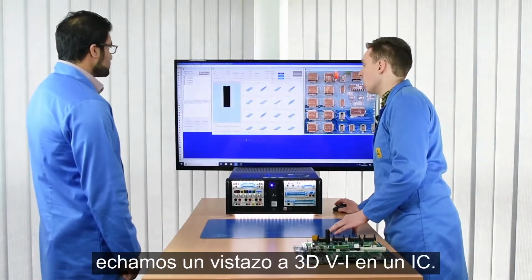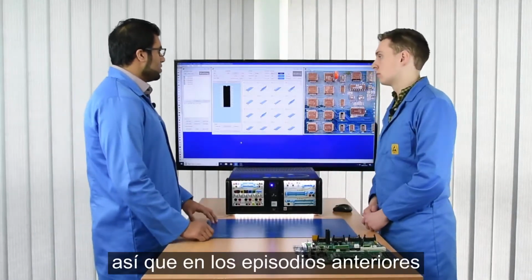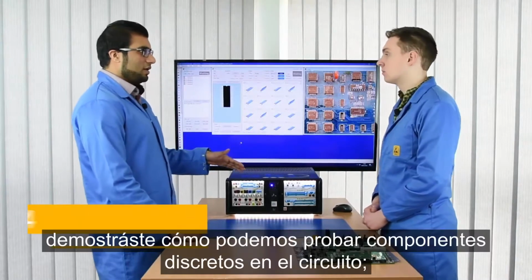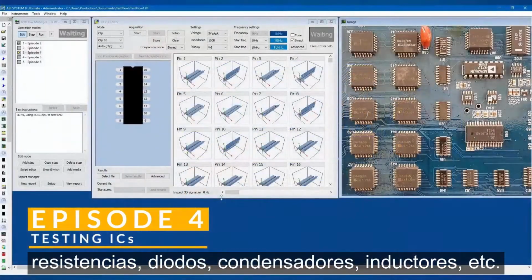Episode 4, we're going to look at 3D VI on an IC. Can you tell me what's going on here? Yes. So in the previous episodes, you demonstrated how we can test discrete components in circuit: resistors, diodes, capacitors, inductors, and so on.